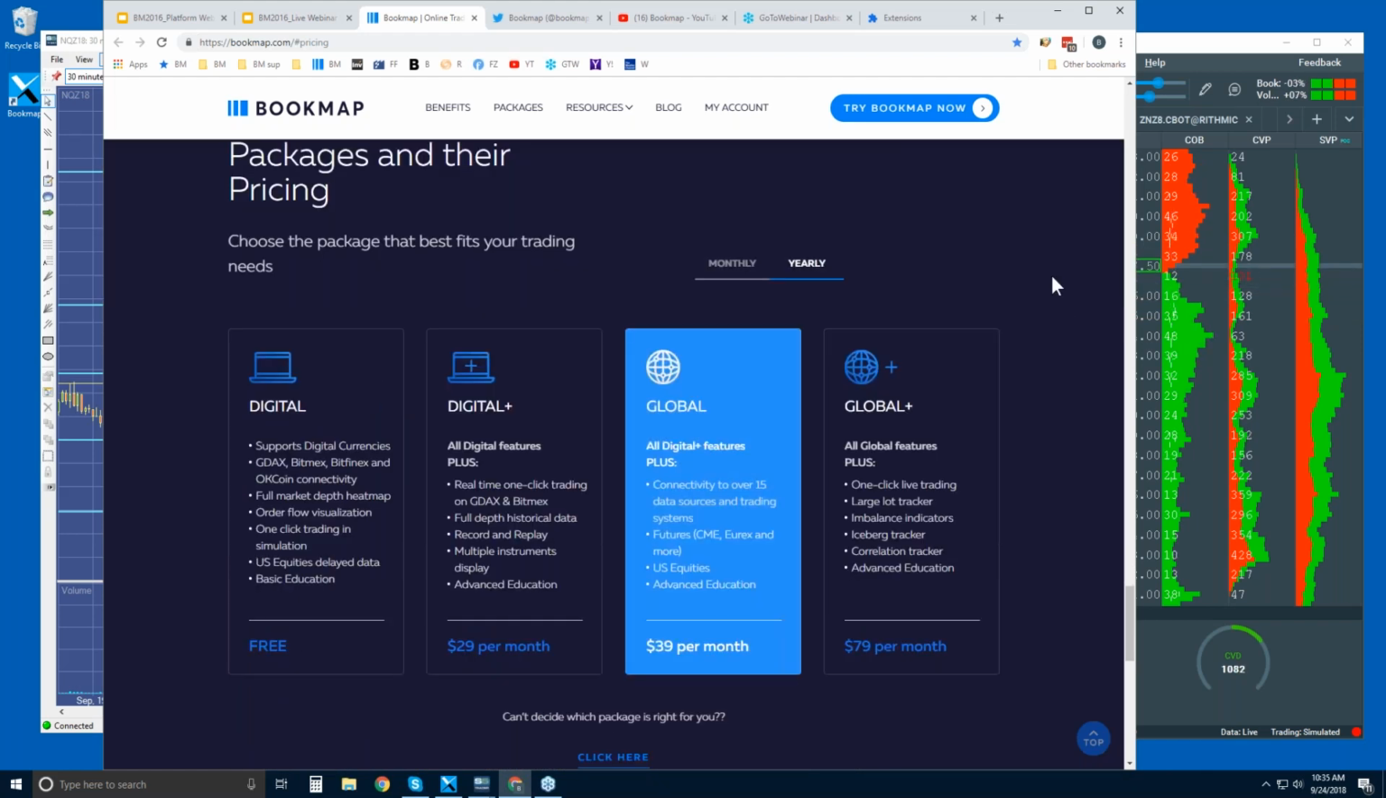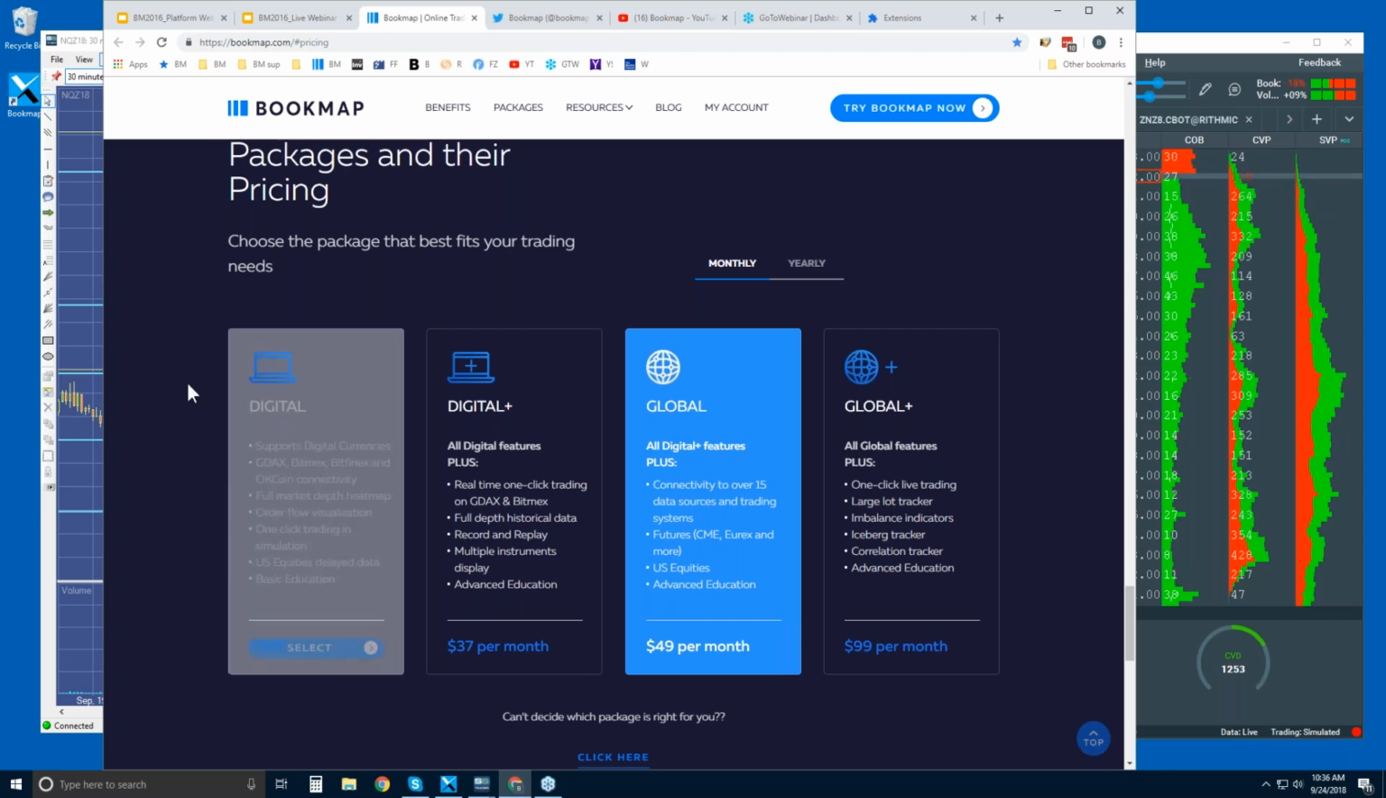You can see here, you can subscribe yearly or you can subscribe monthly. You'll get a bit of a discount if you go yearly. The different versions here that you see, there's digital versions and global versions. So let's make that distinction. Digital versions are for digital currencies only, your cryptocurrencies. Global versions here are for all the markets.